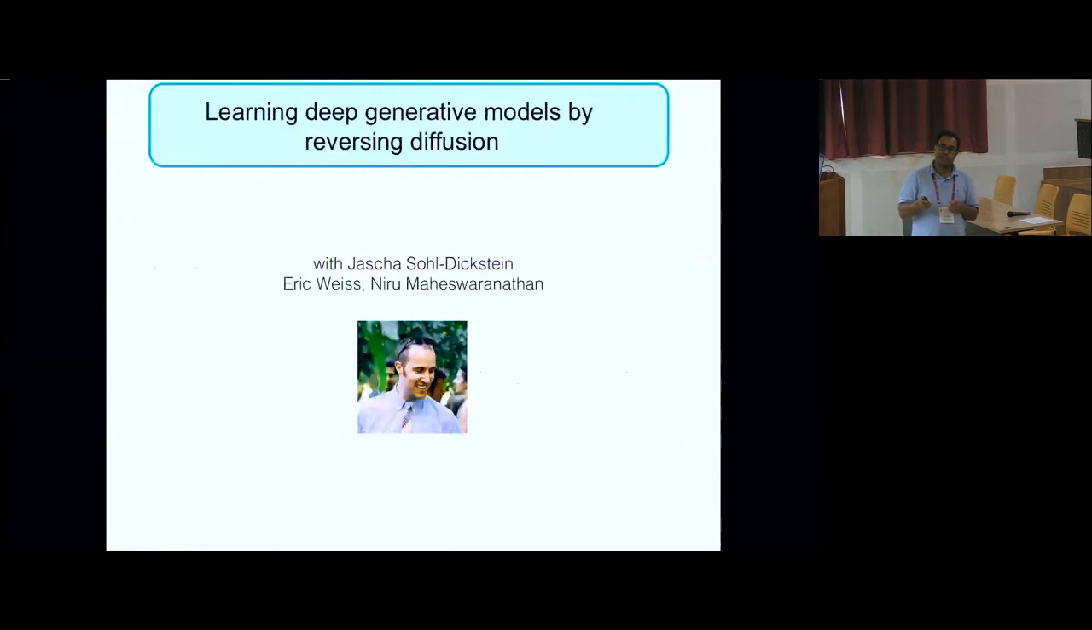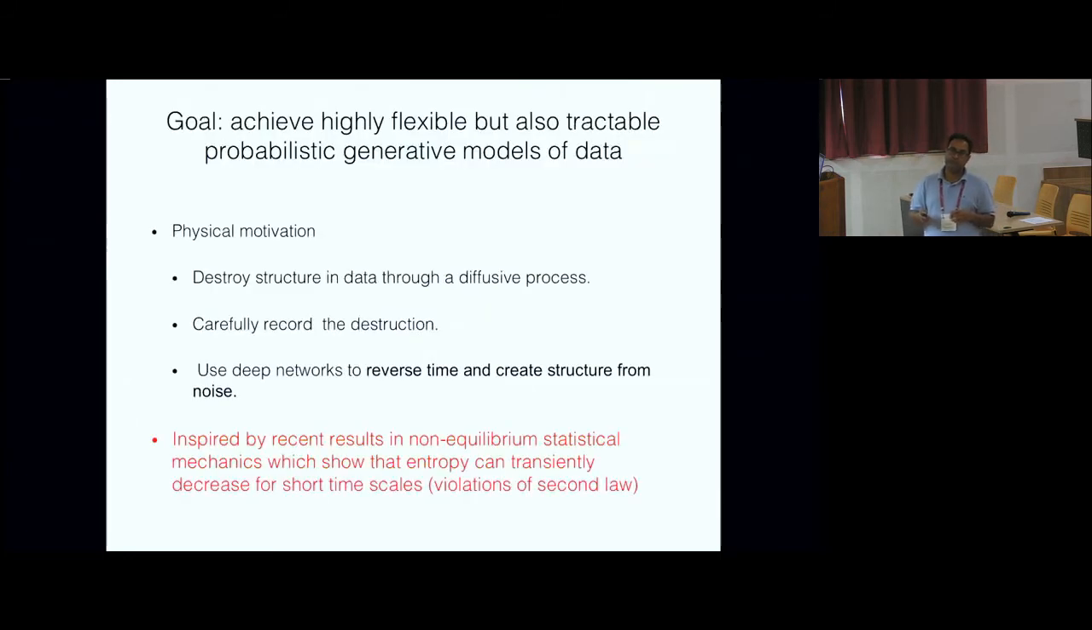This is work led by my postdoc, Jascha Sohl-Dickstein, who's now a researcher at Google Brain. It's about learning deep generative models by reversing the flow of time in a diffusion process. You'll see its physical origins. So here's the basic idea, right? Let's say we have a complicated data distribution, say the space of natural images in pixel space. We don't know how to mathematically write down that distribution, but we'd like to model it. We'd like to sample from it, for example. So the physical idea is the following.